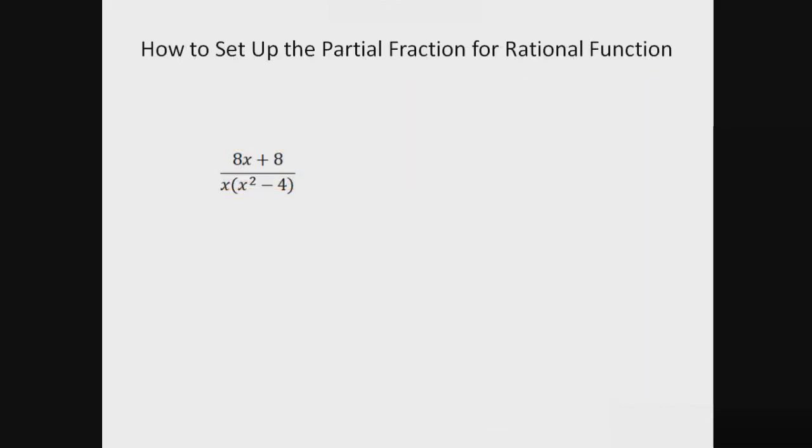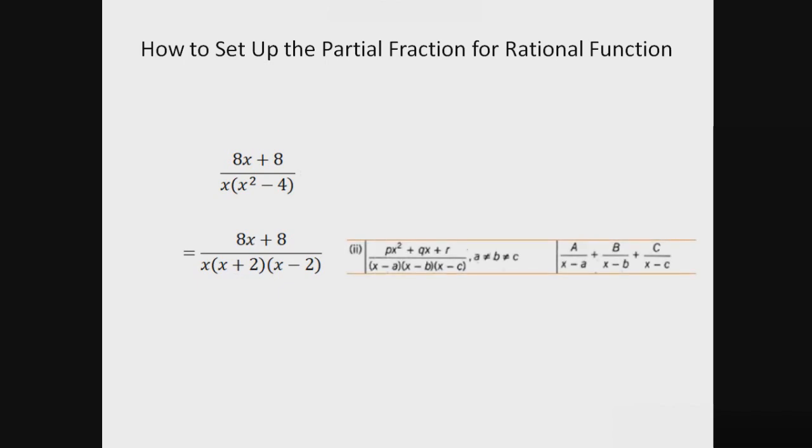Now, let's learn how to set up the partial fraction. Let's say we have this rational function of 8x plus 8 over x in bracket x squared minus 4. In order to solve this, we need to try to factorize the denominator first. Then we get at the denominator x in bracket x plus 2 in bracket x minus 2. By looking at the partial fraction table, we know that we have to separate that into 3 terms. So we get A over x plus B over x plus 2 plus C over x minus 2.